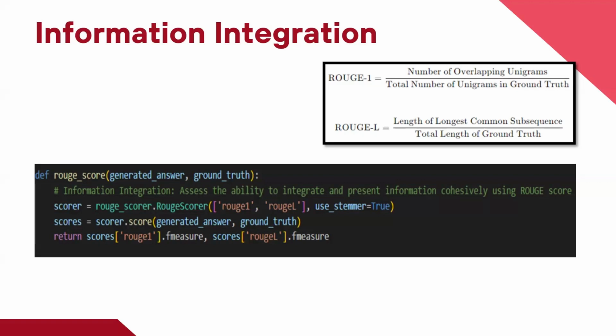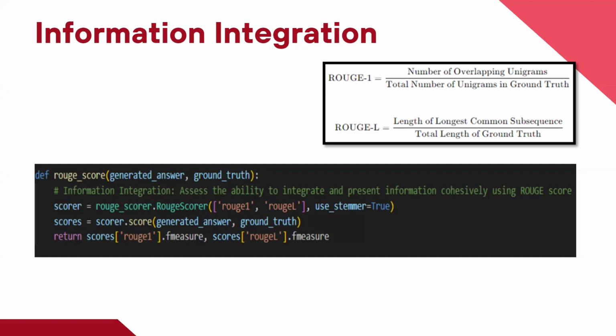Let's define a function named rouge_score that takes two arguments, generated answer and ground truth. It initializes a rouge scorer object from the rouge_scorer module to calculate ROUGE-1 and ROUGE-L scores. The use_stemmer equals True argument indicates that stemming would be applied to the words in the text, which means words will be reduced to their root forms. For example, if there is a word running, then it will become run.